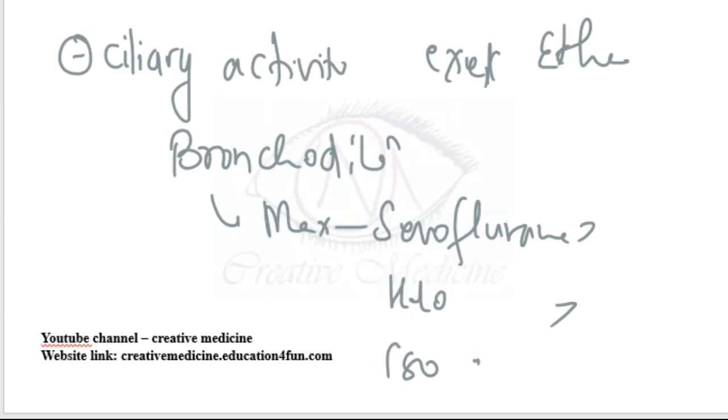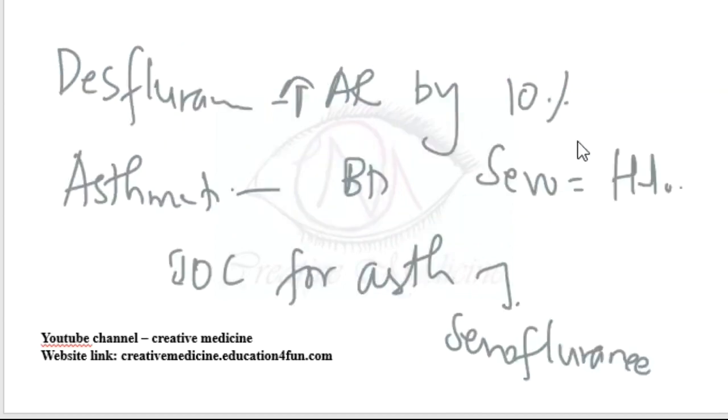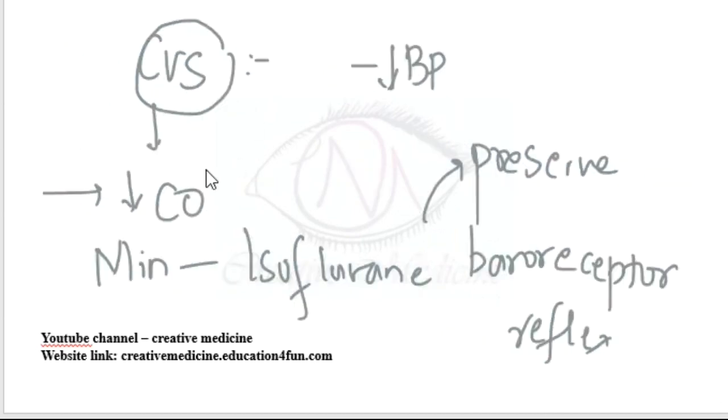So desflurane will increase the airway resistance by 10%. In asthmaticus, the bronchodilation is equal in both sevoflurane and halothane. So inhalational agent of choice for asthmaticus is sevoflurane. In cardiovascular system, it decreases the cardiac output and also decreases the blood pressure. Minimum decrease in cardiac output is seen in isoflurane, and this isoflurane will preserve the baroreceptor reflex.